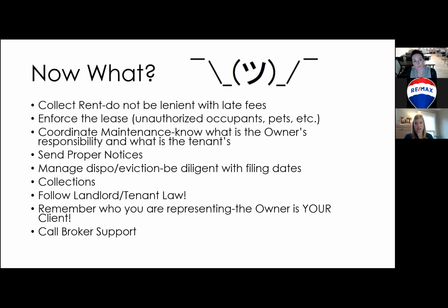Remember who you're representing. The owner is your client. That's who you want to keep. The tenants absolutely have rights, and you want to make sure to keep the tenants happy. The motto around my office is happy tenant equals happy owner equals happy landlord. Now, we definitely want to keep those tenants happy, but not to the point where they're taking advantage of the owner, of course. So just remember that you are there representing your owner. And most important, call broker support.